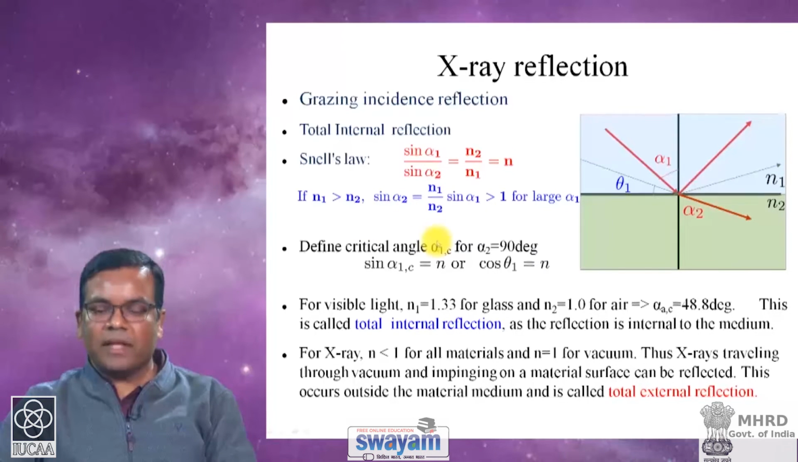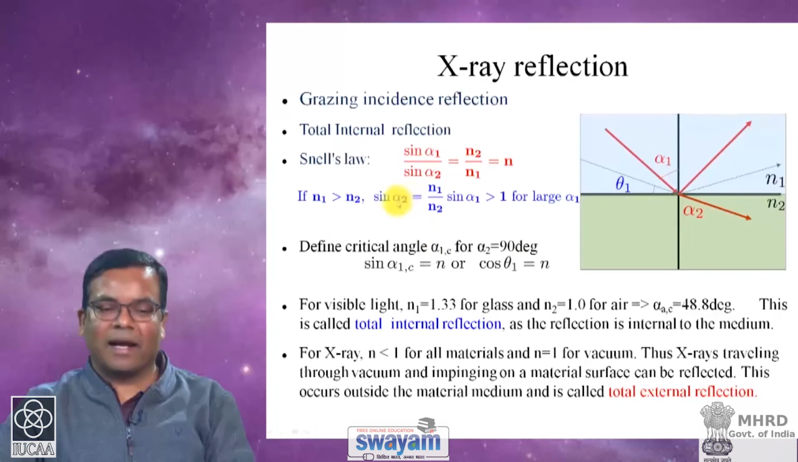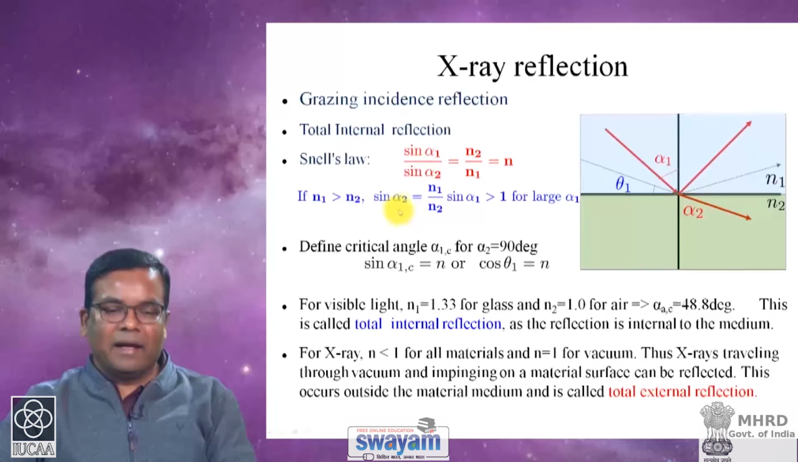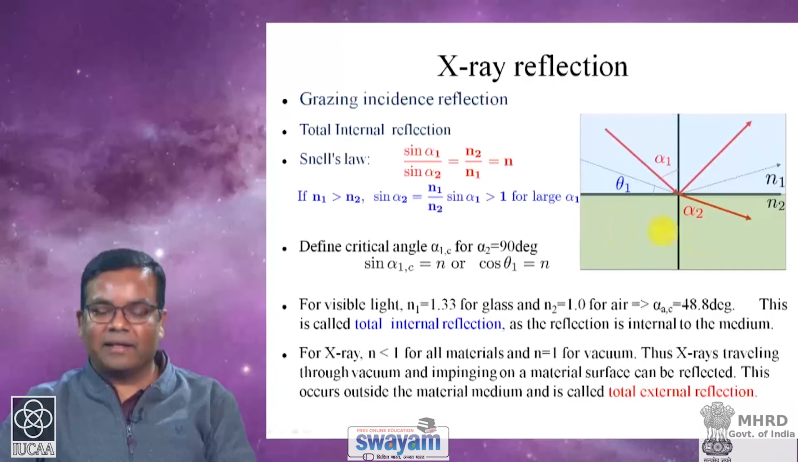Or we can write the relative refractive index as n. If the refractive index of the first medium is greater than that of the second medium, then one can write Snell's law as sin alpha 2 equal to n1 divided by n2 multiplied by sin alpha 1. This number will be more than 1 for large alpha 1 if n1 is greater than n2. So essentially, if you have large alpha 1, then there would not be any refraction.